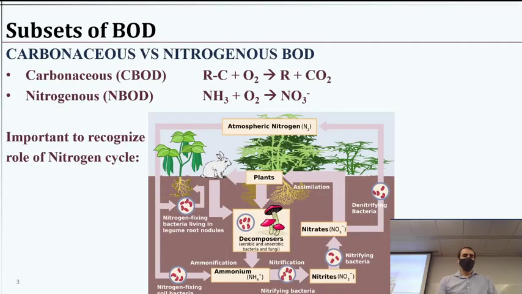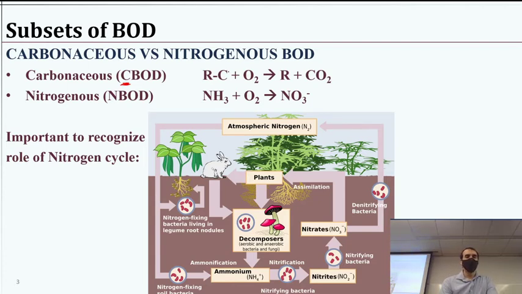Okay, so there's a couple of subsets we can talk about for BOD itself. If we want to understand how the oxygen is being demanded, we typically think of BOD as how much oxygen is demanded by the carbon species, so the carbonaceous BOD. This would be some molecule attached to a carbon. That's this R. It doesn't matter what it is, it's just the rest of the molecule, and then there's carbon. Well, that carbon is what we're considering forming the CO2. So that's the carbonaceous. That's like our sugar example.